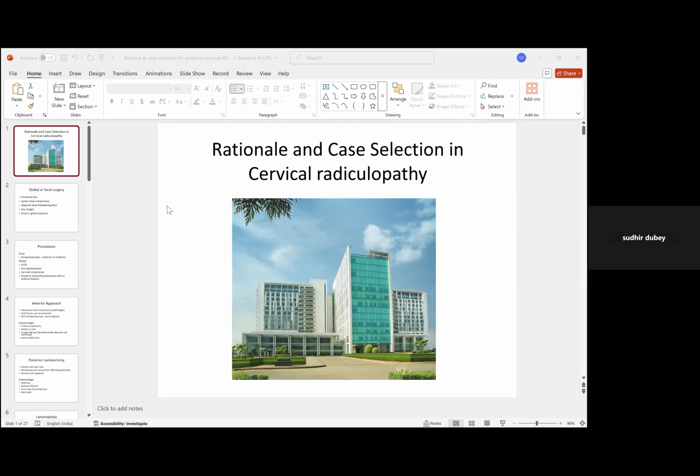Once you have a diagnosis of radiculopathy, it is easy because you have to just decompress the root which is going outside. If it's a myelopathy, you have to decompress the cord also. But in certain cases of radiculopathy, you might have to decompress the cord. So there are various instances when you have to do this.